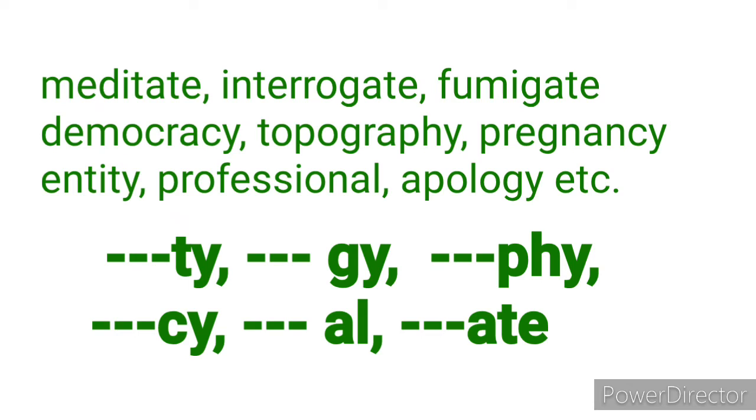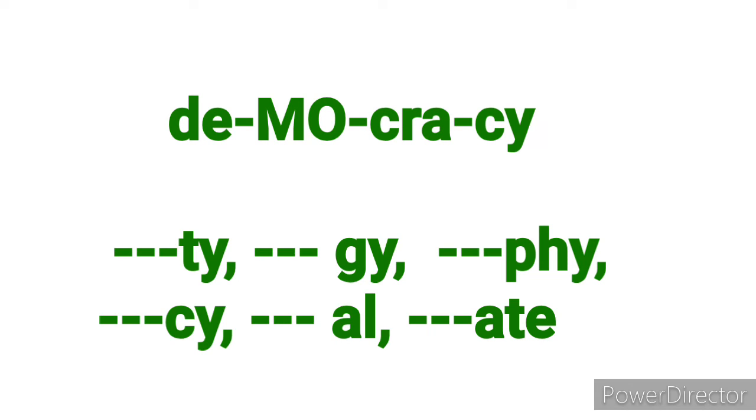For example, the word democracy has how many syllables? Democracy: 4 syllables, 4 units of sound. Now, where should you place the stress? You should place the stress on the third syllable from the end of the word. And the third syllable from the end of the word is mo. Democracy. And this applies to every word that ends in ty, gy, phy, cy, al, and ate.